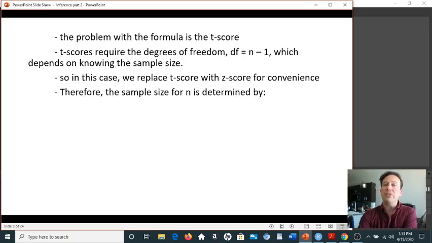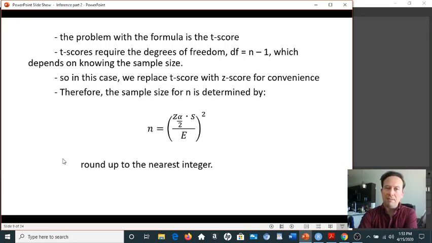So therefore, the sample size n is now determined by, and the only difference here is I replaced t here, so this is z times s over e, squared. Okay? So the formula changes a little bit because of that. And of course, just like last time, please round up to the nearest integer or whole number.